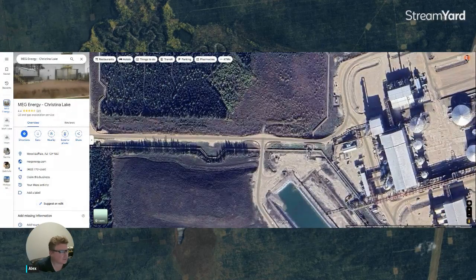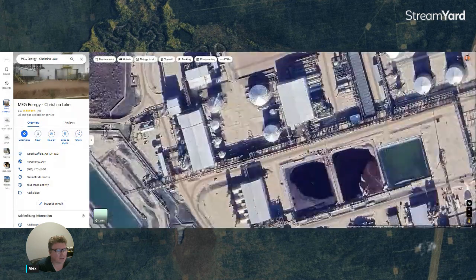I'm not sure if you can see my mouse. Maybe I can use a pointer. Can you see my mouse? No? Maybe? Let's see. Well, anyway, I'll just zoom into the thing.